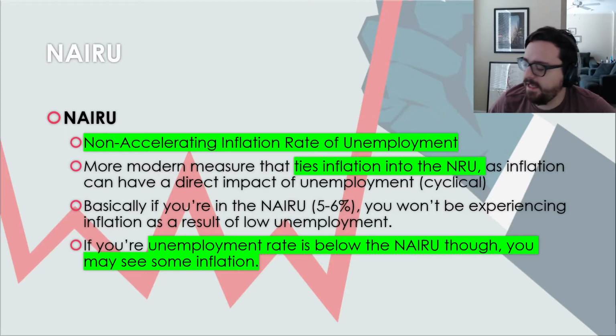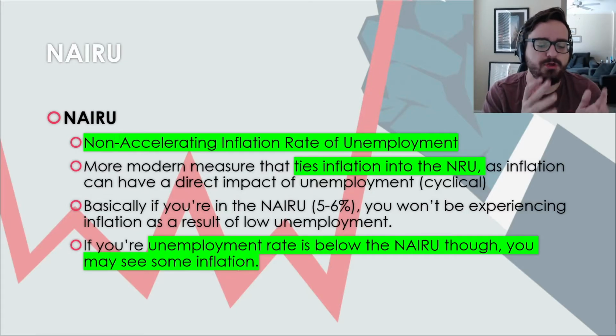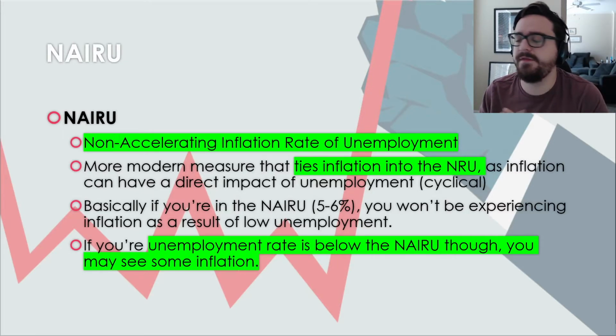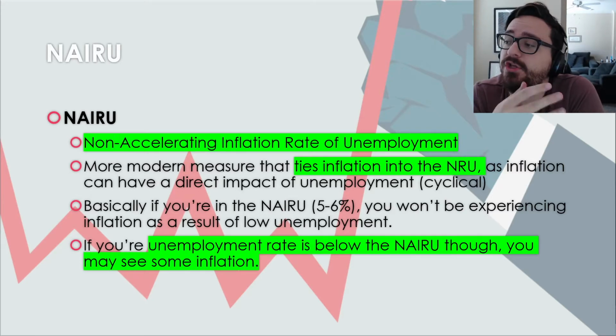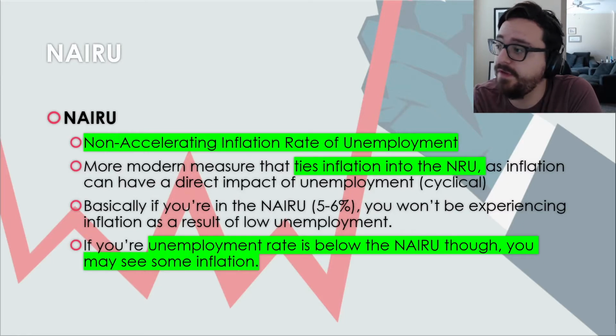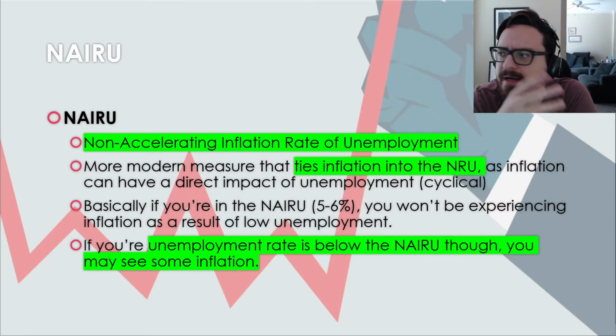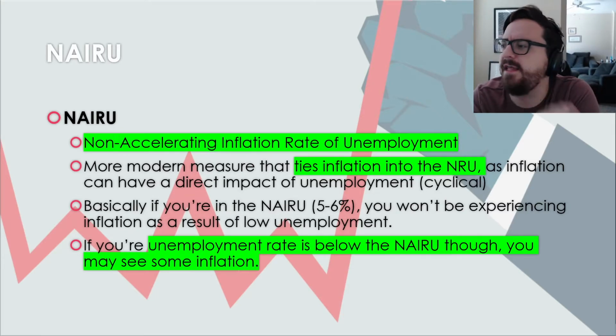Now, because this is AP Econ, there is also a more mathematically complicated, fancier, better number. That's called the NAIRU, the non-accelerating inflation rate of unemployment. You're like, inflation rate of unemployment, non-accelerating? What the heck does that mean? Basically, they take the NRU and they tie inflation into that. And what they mean by that is, when you have really, really low unemployment, that can cause what's called demand-pull inflation, right? Demand-pull inflation is inflation caused by increased spending in your economy and increased demand.